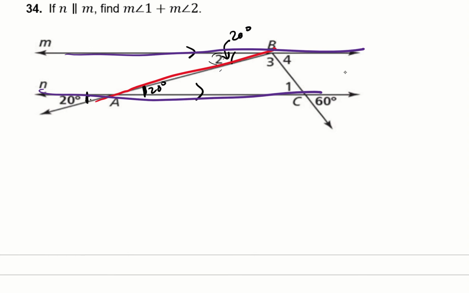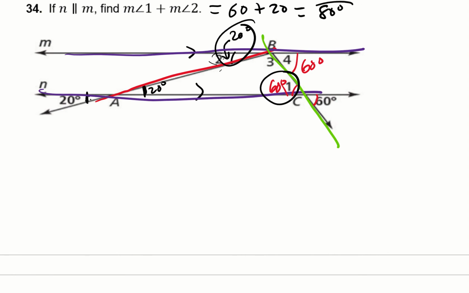All right, similarly, if we look at 60 degrees here, then this has to be 60 because of vertical angles. And if we consider this transversal, then this 60 degree angle and this angle 4 are alternate interior angles, and they have to be equal. In any case, we have angle 1 and angle 2 already, so we can go ahead and add them together. So we have 60 degrees here plus 20 degrees. So our answer is going to be 80 degrees.